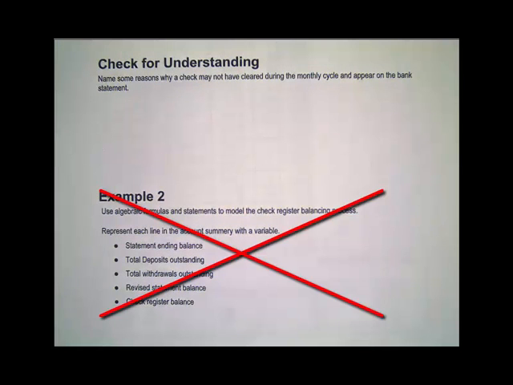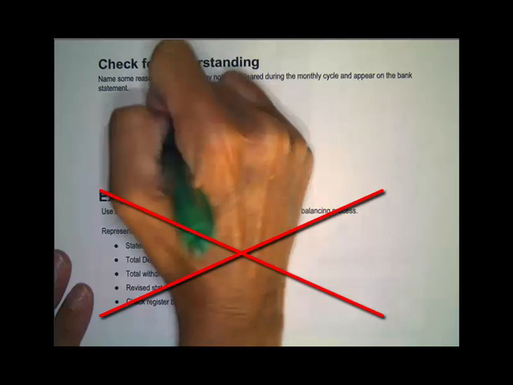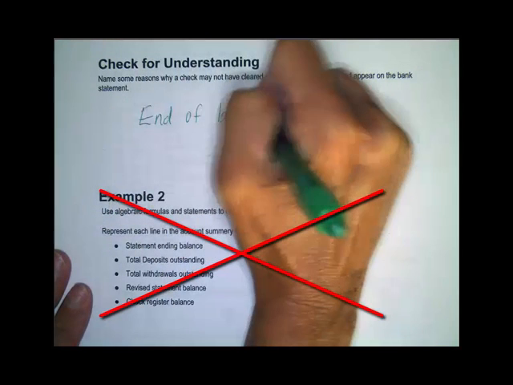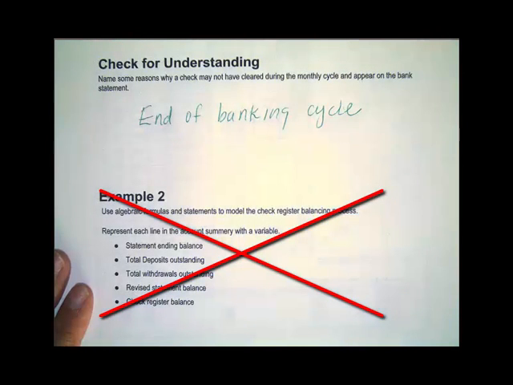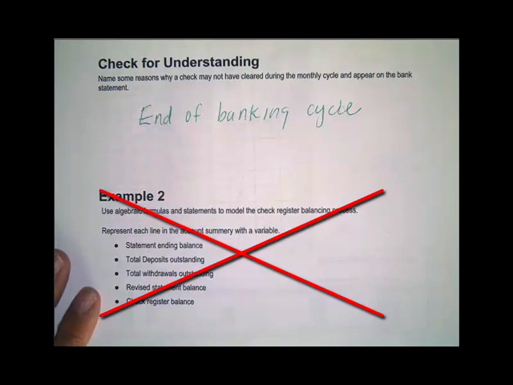So name some reasons why a check may not have cleared during the monthly cycle and appear on the bank statement. So why are those 4 checks from the last statement we just did, or in the last example, why haven't they cleared? So one of the reasons could be, it could be the end of the banking cycle. So if you wrote it on the 30th day of the month, it might not get cleared or deposited or whatever in time for it to make it onto your statement.